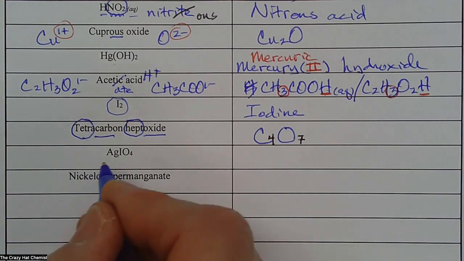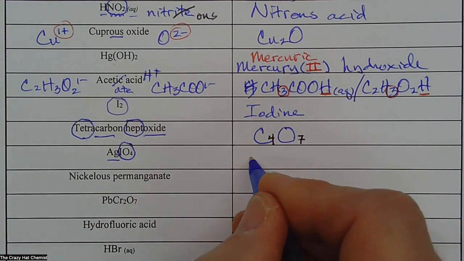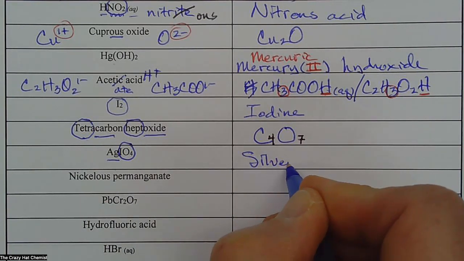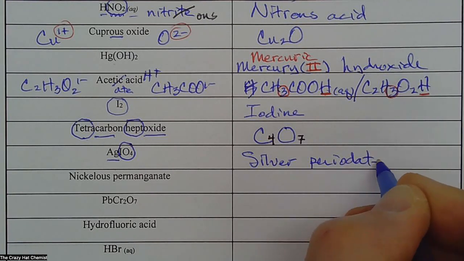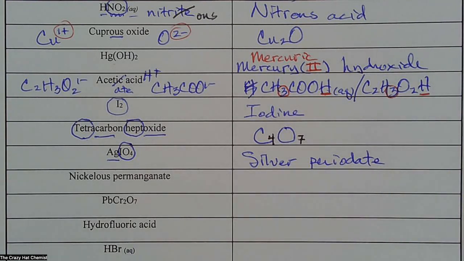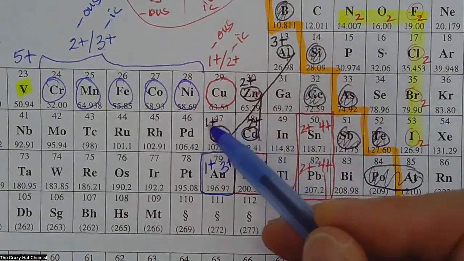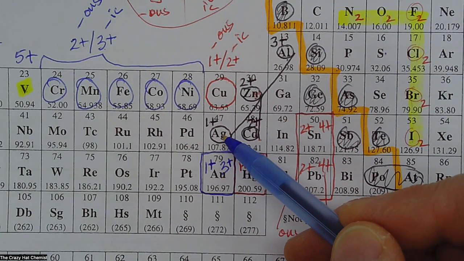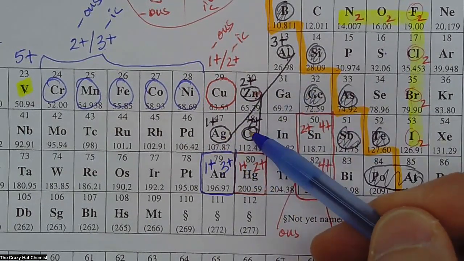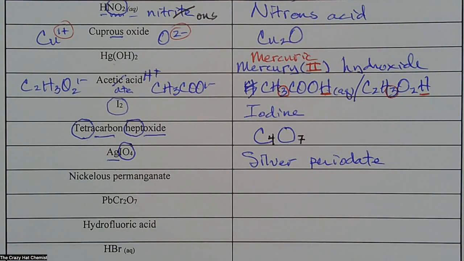The next one is silver, and then this is a polyatomic ion. That's periodate. So silver periodate. I do want to mention one other thing here: on all the ions and charges that have a single charge, you cannot use a Roman numeral. So you never use a Roman numeral with group 1, group 2, silver, zinc, aluminum, and cadmium. Okay, any element that has only one single charge to it.